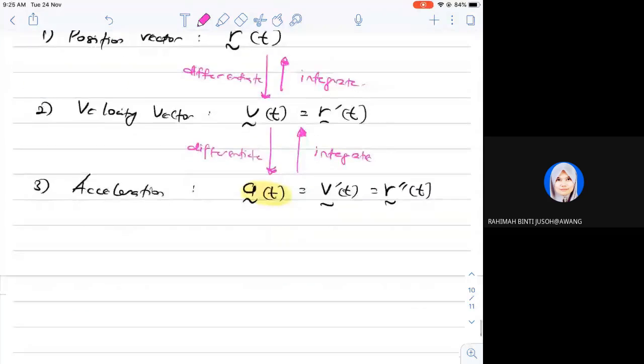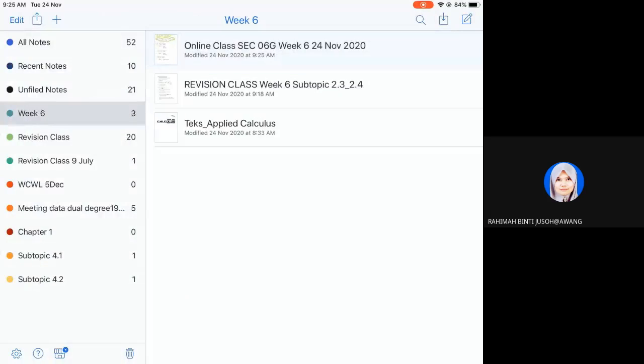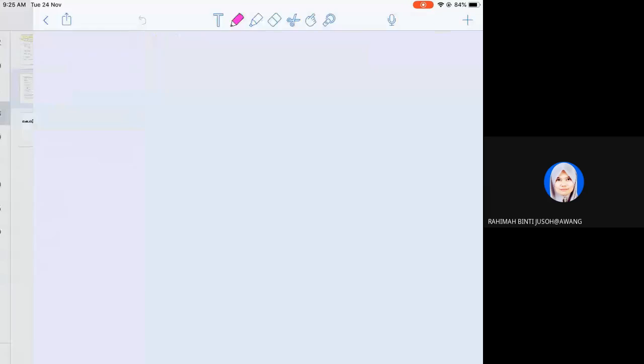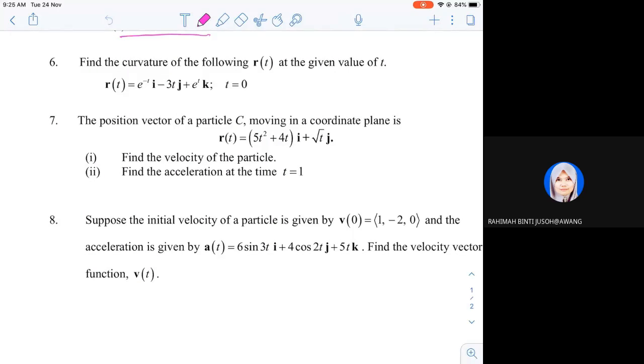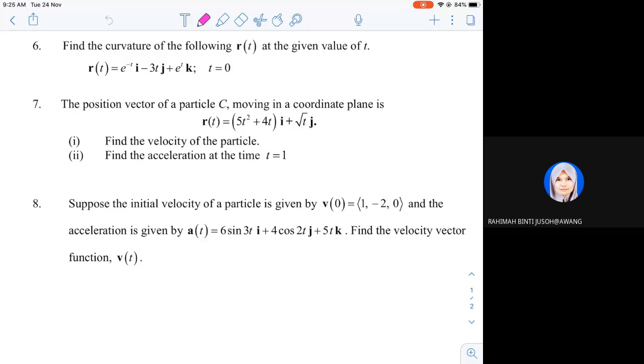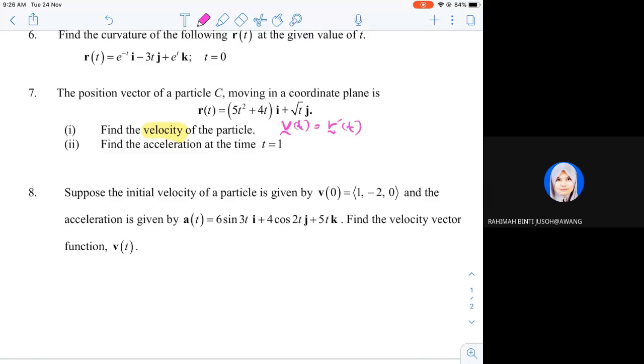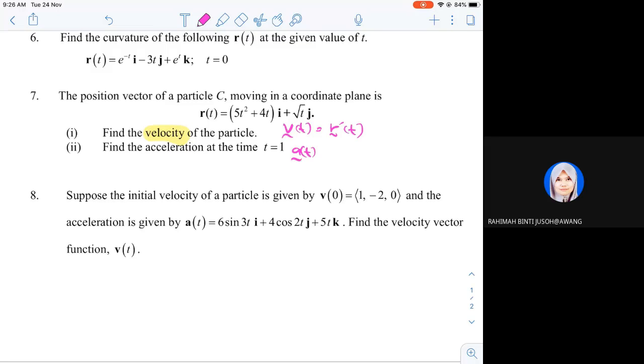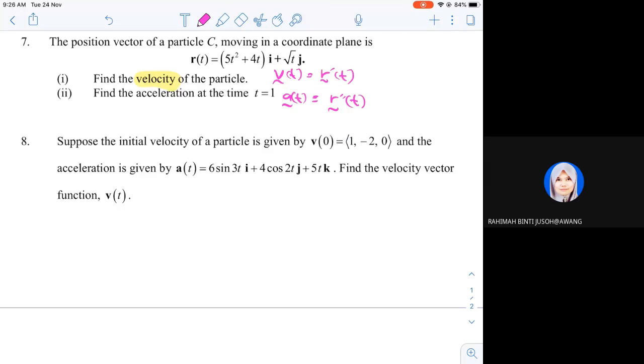Okay, so you have to read the question carefully in your test. All right, let's take a look at one question. Okay, I think question number 7 is quite straightforward. Find the velocity. So find the velocity means you have to differentiate r, right? So which means that v(t) is equivalent to r prime t. Okay, and then for acceleration, of course, a(t) is equivalent to r double prime t. Okay, and then you have to substitute the values of t equals to 1.